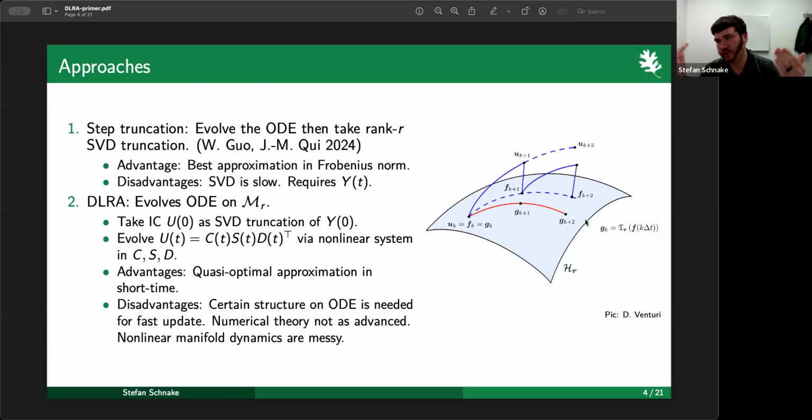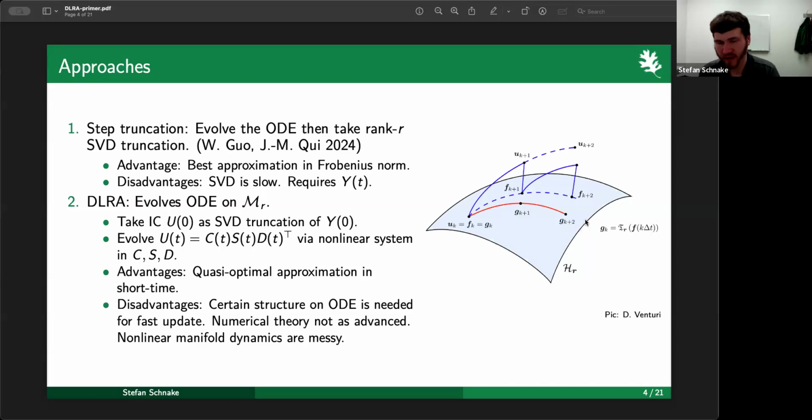To do this, we first truncate the initial condition to some rank R approximation, and then evolve the coefficients C, S, and D. And it's going to be some nonlinear system of the components as well. The advantage of this is you have some quasi-optimal approximation, at least in short time, compared to the SVD truncation. So you're going to be some constant away from the SVD truncation error to your true solution.